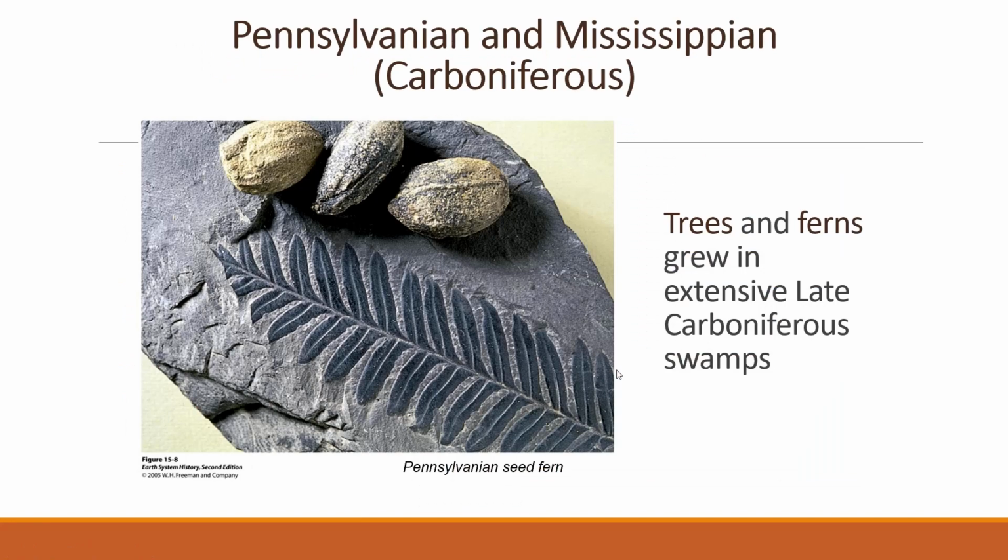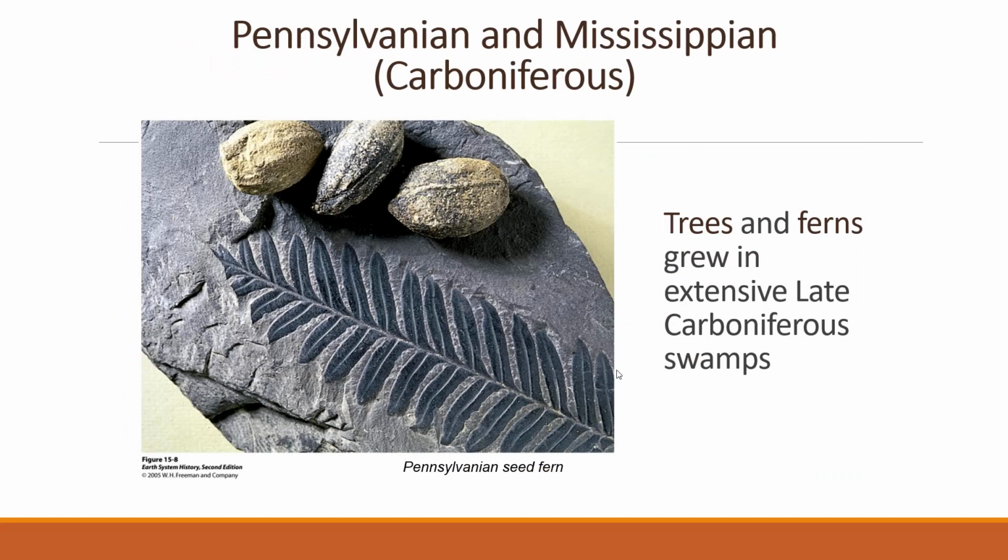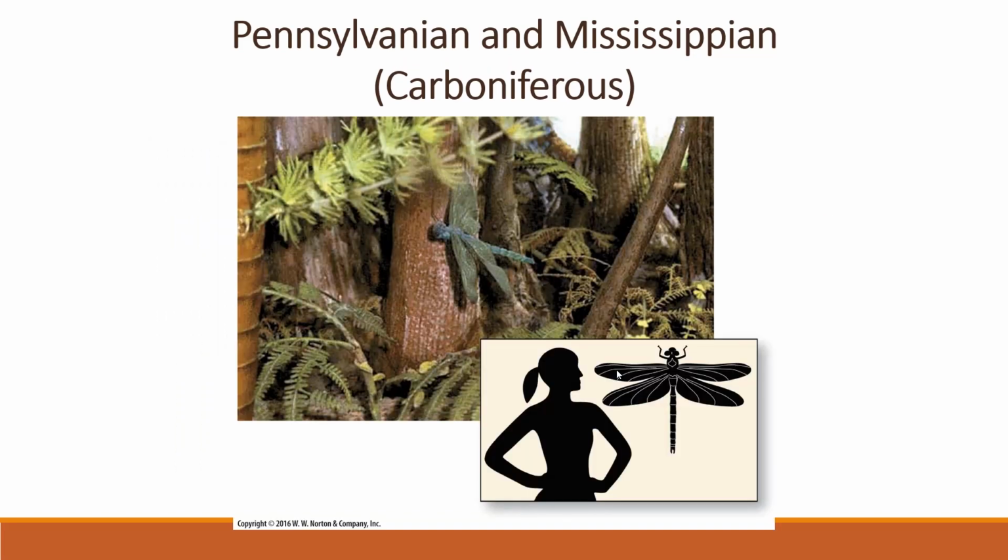So the Carboniferous, or the Mississippian and Pennsylvanian rather, we have these massive plants. Trees and ferns grew in extensive swamps, which when the organic material fell onto the surface, it was then able to eventually be turned into these coal deposits that we're still using today. The plant life was massive.